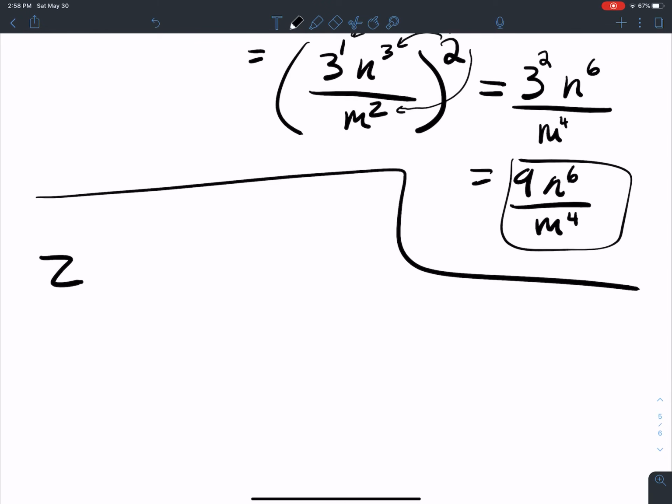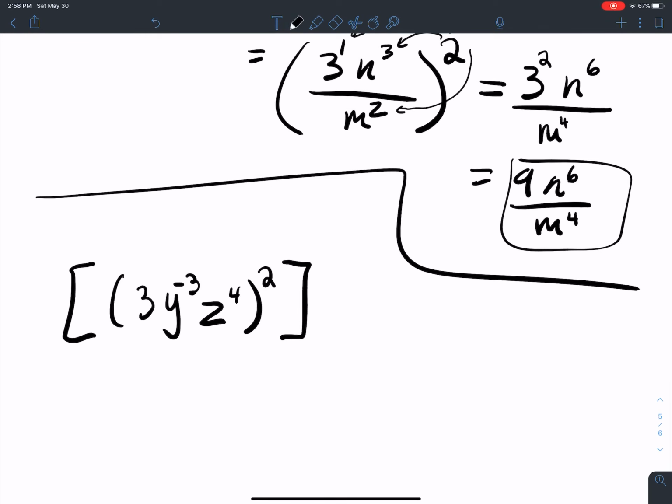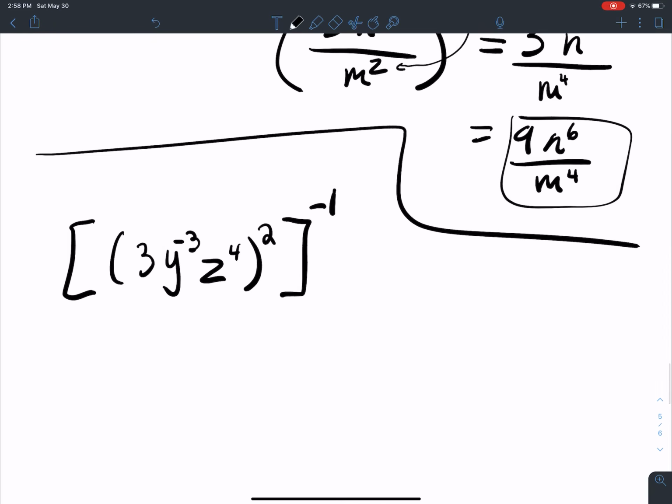All right, you know what, let's do this. Bracket, parentheses, 3y to the negative 3, z to the 4th, close parentheses, squared, close brackets, negative 1. Oh my goodness. So maybe here it is an advantage to work from the inside out. Okay, so let's do this. Not only do we have a power to a power, we also have that power to another power. So when I look at this, there's only one 3 in there.